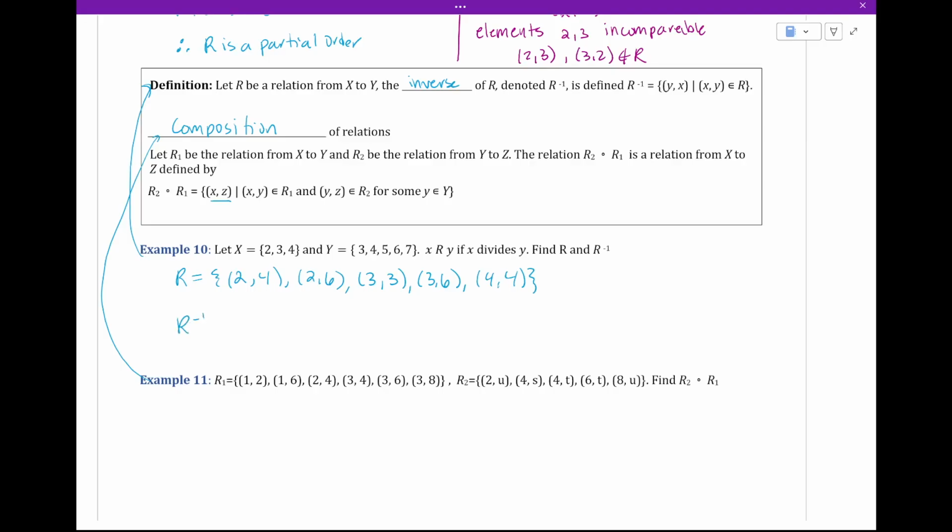So my inverse is going to be the set that contains the reverse of all of these. So it contains (4, 2), (6, 2), (3, 3), (6, 3), and (4, 4). Like I said, colors gotta match. There we go. That is the inverse.